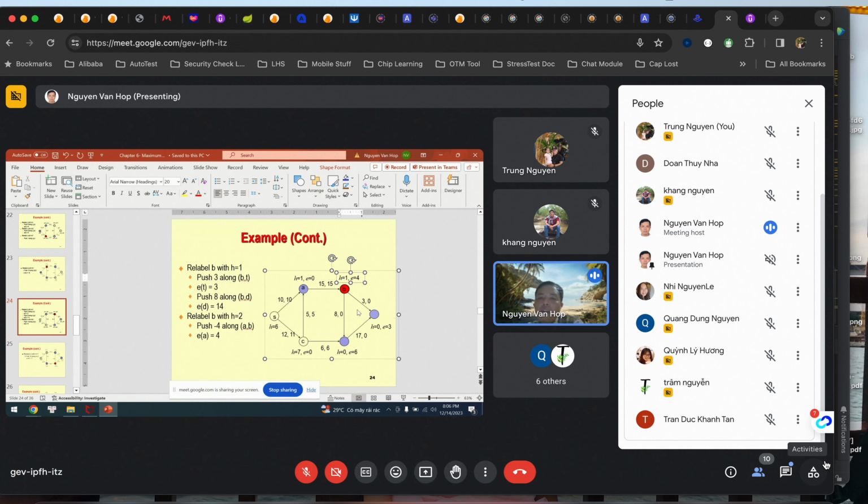Therefore, we don't have another way to adjust this. We need to push it back here. Therefore, we have to rise up B to push minus 4 back. Therefore, the excess of A will be 4. After we push it back, the excess of A will be 4, and this one will be 0. And in order to push it back, this one rises up.